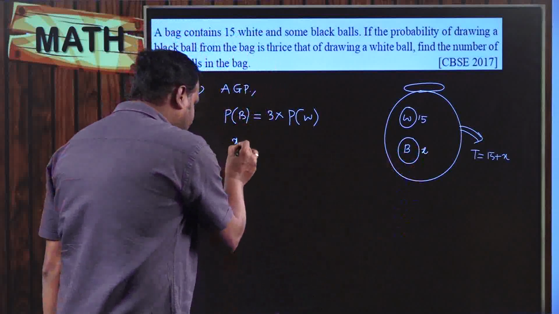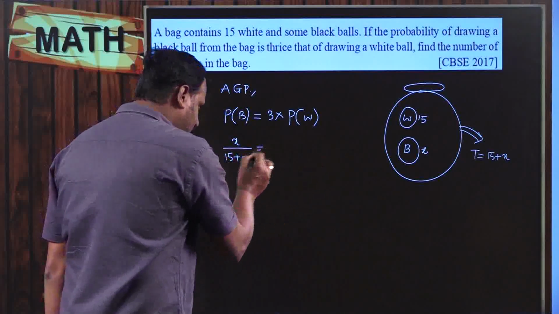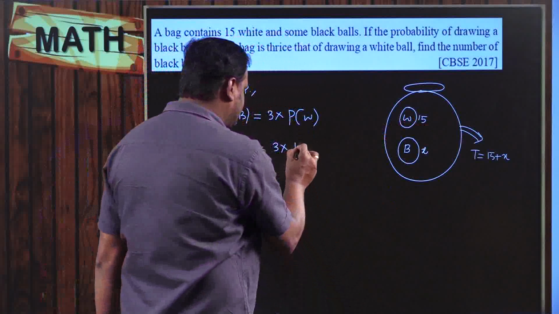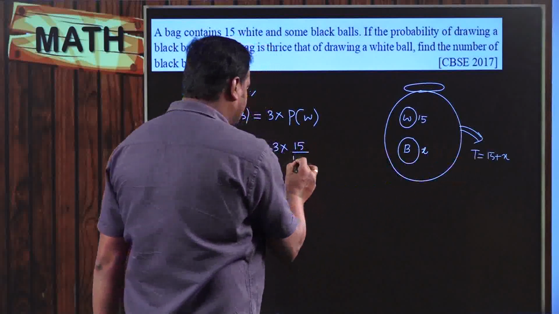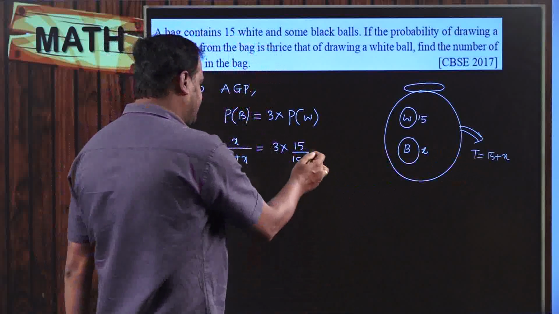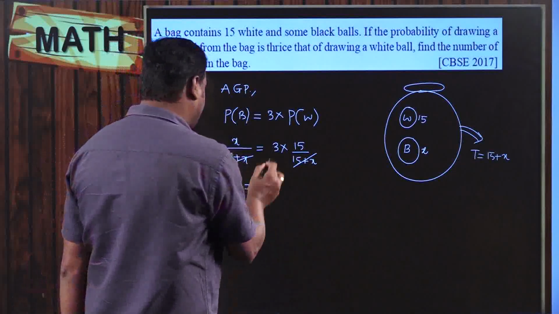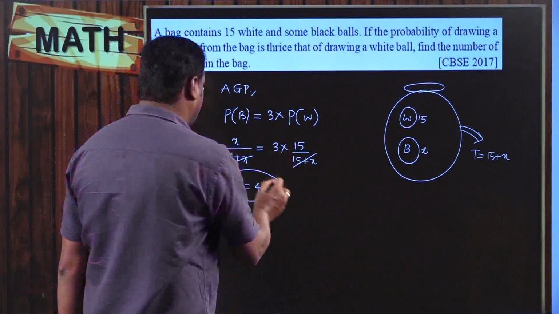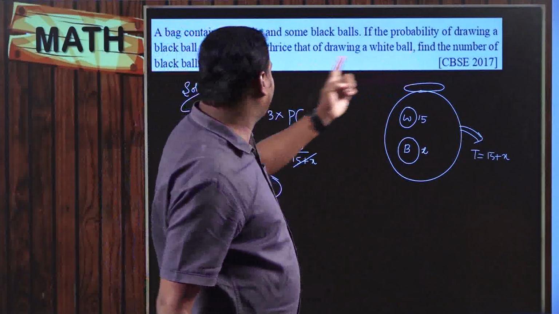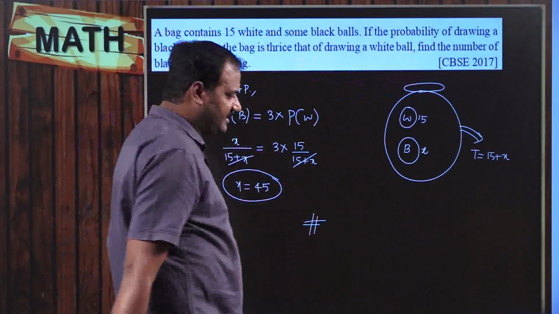So the probability of getting a black ball is number of black balls divided by total number of balls, which is X divided by 15 plus X, is equal to 3 times the probability of getting a white ball. Probability of getting a white ball is 15 divided by, of course, the total number of balls, 15 plus X. It is very easy to simplify this because 15 plus X gets cancelled, since that is a single denominator, and then the numerator is X is equal to 15 into 3 is equal to 45. So what do you mean by this? The total number of black balls is going to be 45. The number of black balls in the bag is equal to 45.